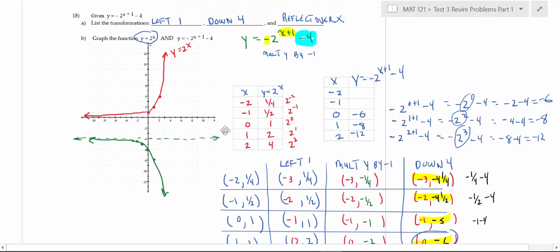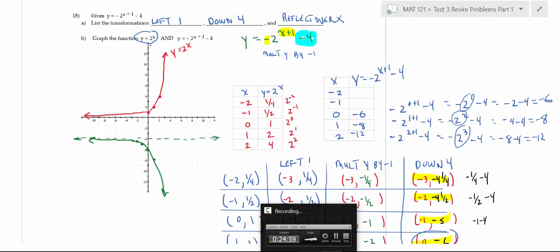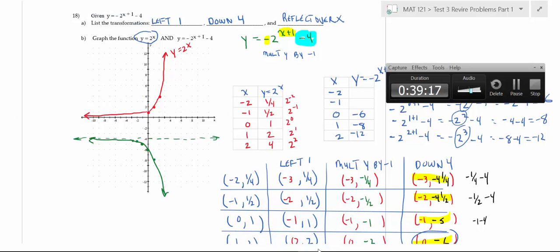Okay, so that's another fundamental thing you want to be able to do, is graph an exponential function when you have different transformations of different sorts.